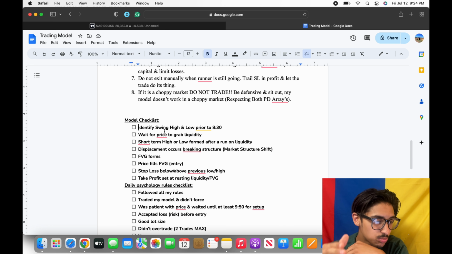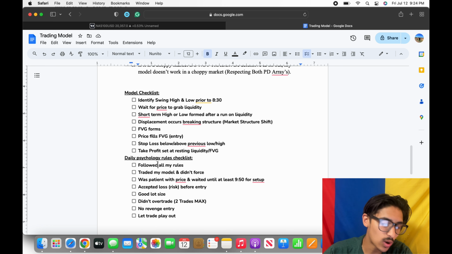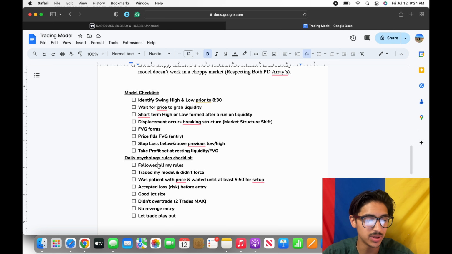Then I wait for the displacement breaking structure, which is a market structure shift. Then I wait for a fair value gap to form. When price fills that fair value gap, that's my entry. And then I set my stop loss below or above the previous lower high. And then I set my take profit at the resting liquidity or fair value gap. So all that has to occur for me to enter a trade.